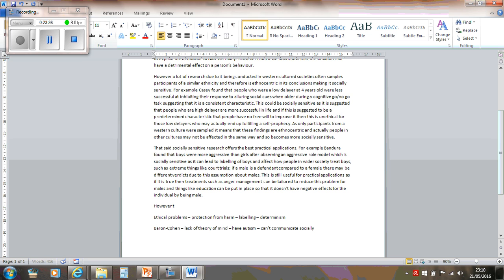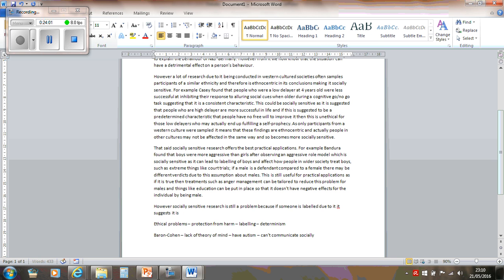However, socially sensitive research is still a problem because if someone is labelled due to it, it suggests it is a predetermined characteristic that cannot be changed.